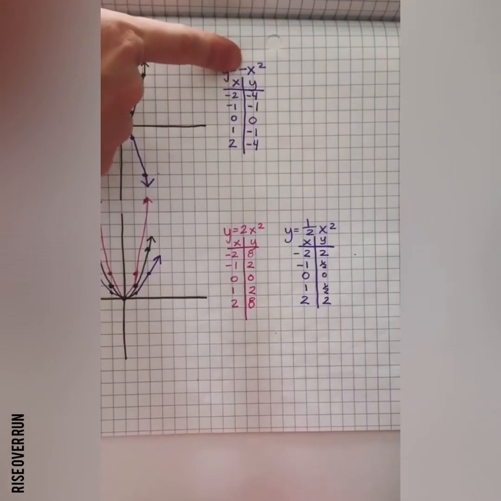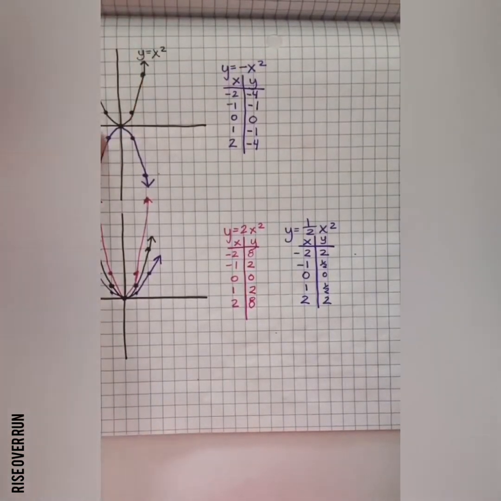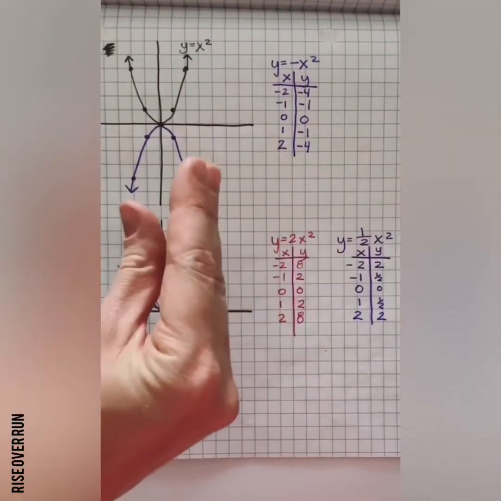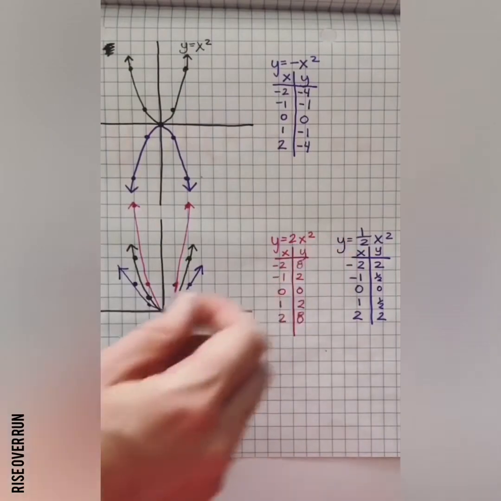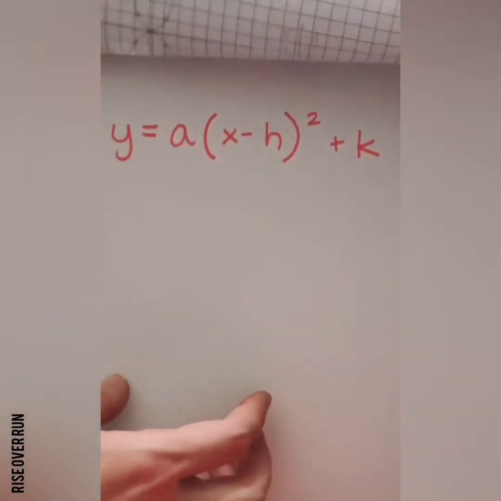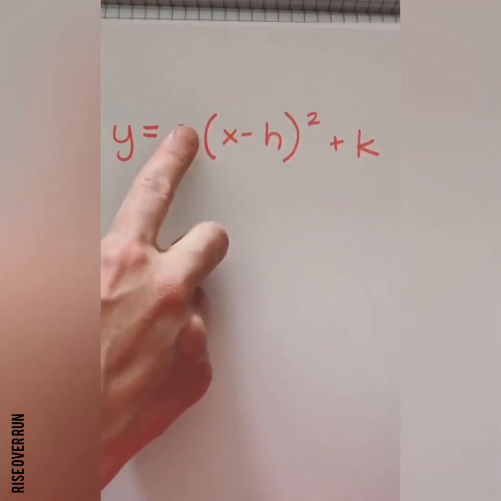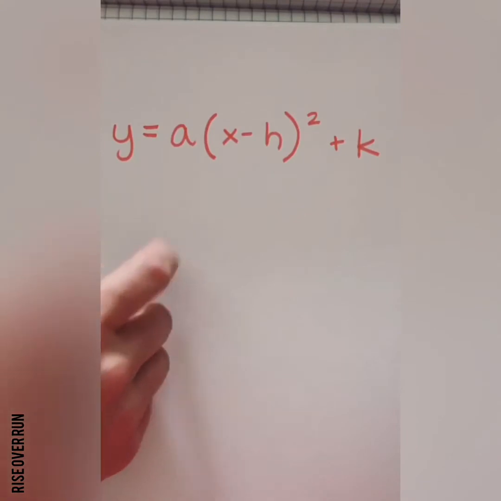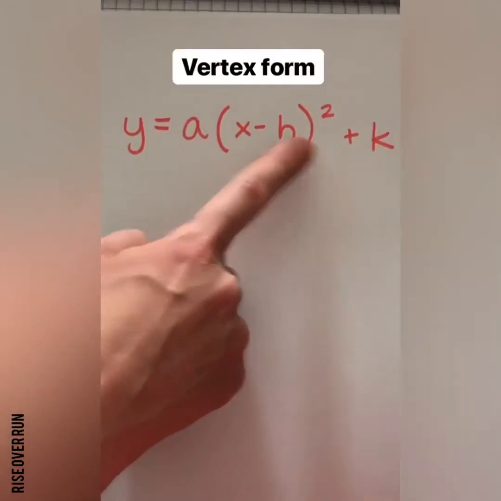A negative in front for a coefficient flips the parabola upside down to open down. A coefficient greater than 1 makes the graph narrower. A coefficient less than 1 makes the graph wider. So now we can see here, this is vertex form, and each of these pieces affects the parent function. Let's talk about what each letter does to the graph.